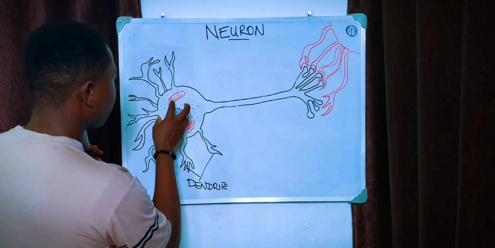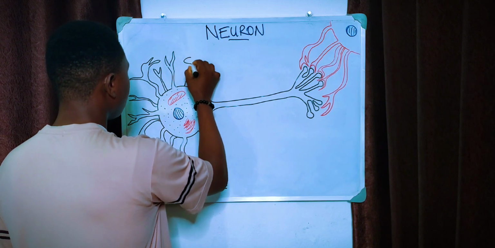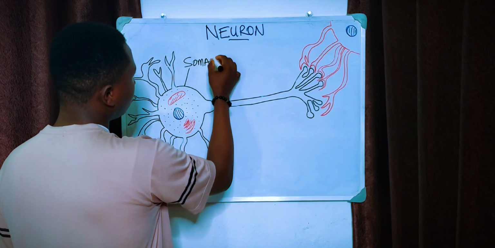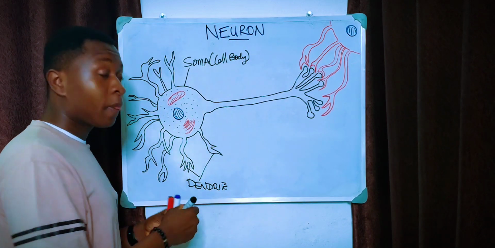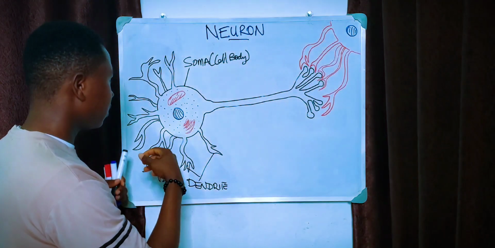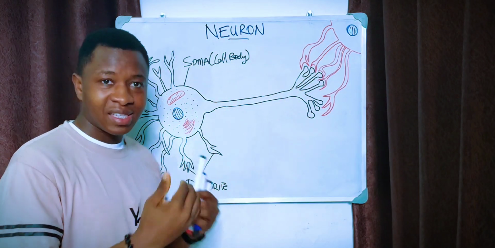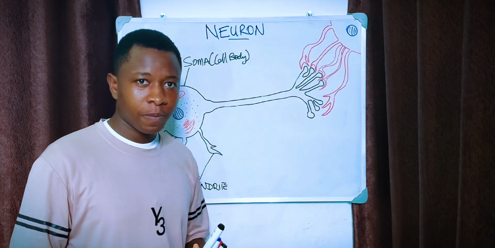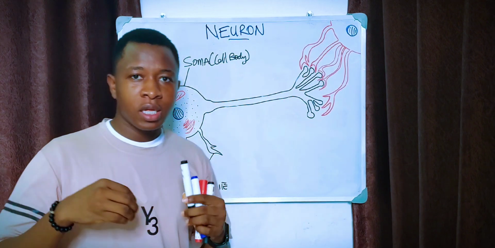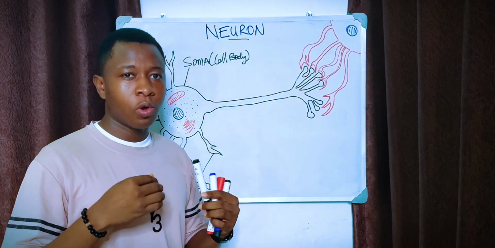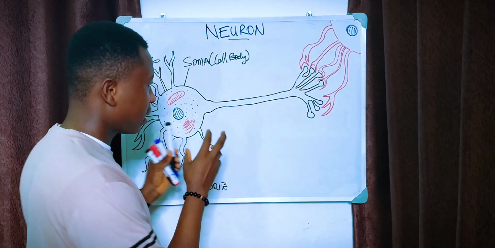Now, this part here is called the soma, or you say cell body. Just like every other cell, it contains the organelles that are able to synthesize proteins. So it has the nucleus, the mitochondria, and others. The ribosome is able to synthesize protein for different activities carried out by the neuron.